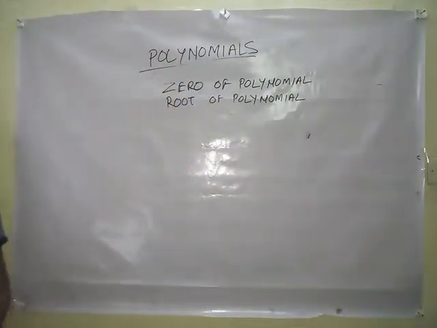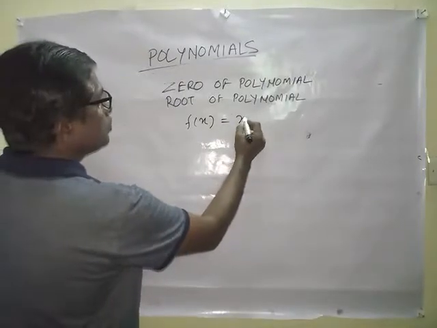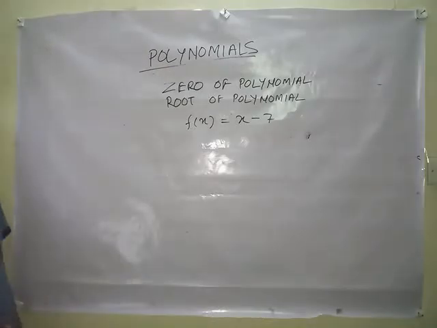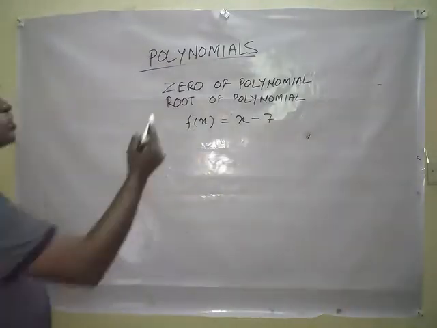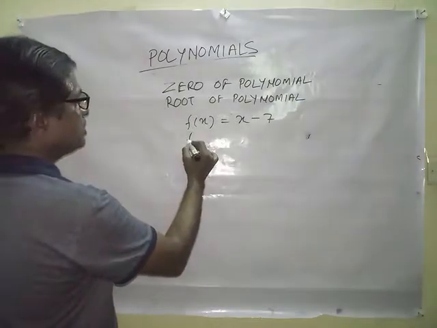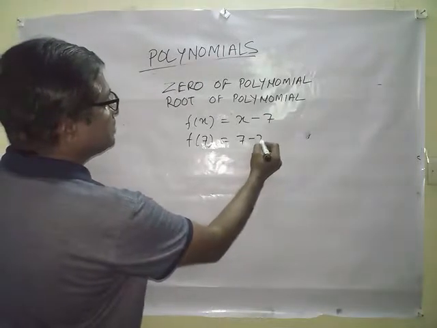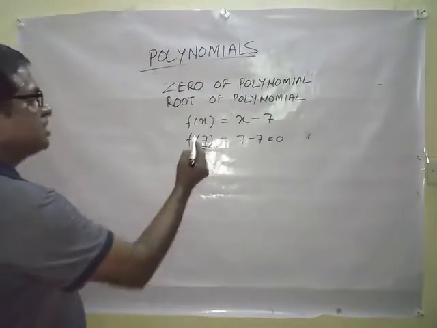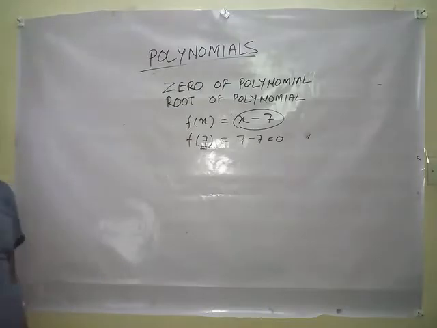Let us take a simple linear equation. f(x) is equal to x minus 7. To find the root or zero of the polynomial, we can see here f(7) = 7 minus 7, which is equal to 0. So 7 is the zero or root of this polynomial equation.